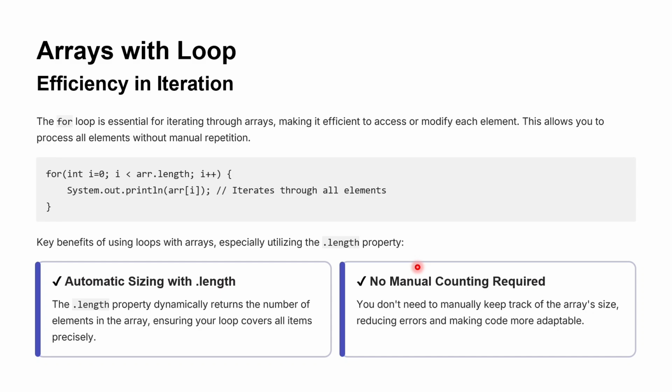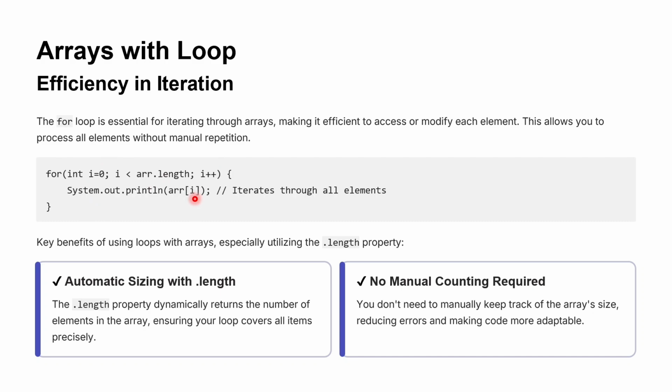So when it comes to arrays with loops, the for loop is essential for iterating through arrays. The for loop lets you iterate through all the elements of the array, which makes it efficient to access and modify each element. So instead of doing manual repetition, we can use the loop.